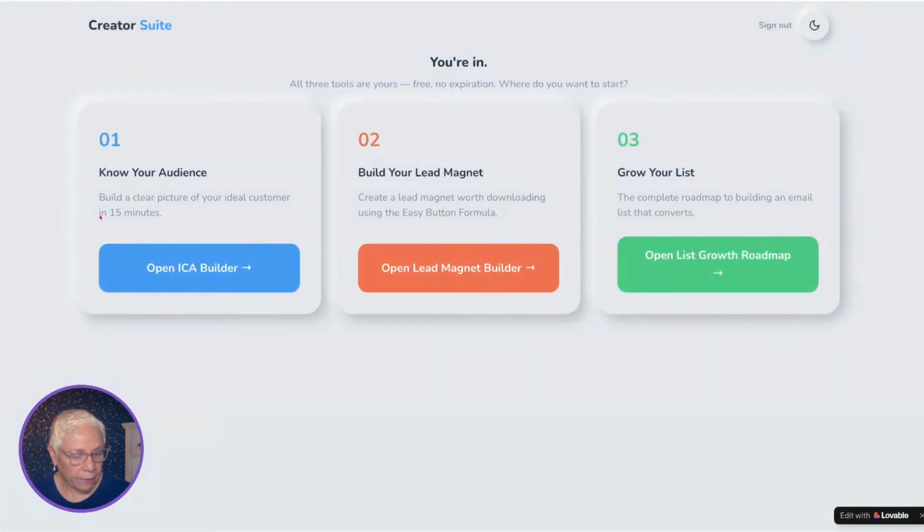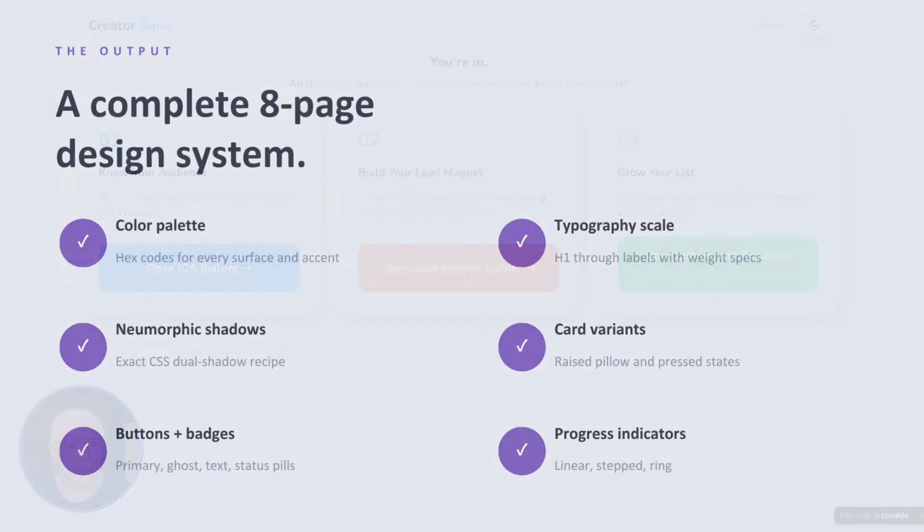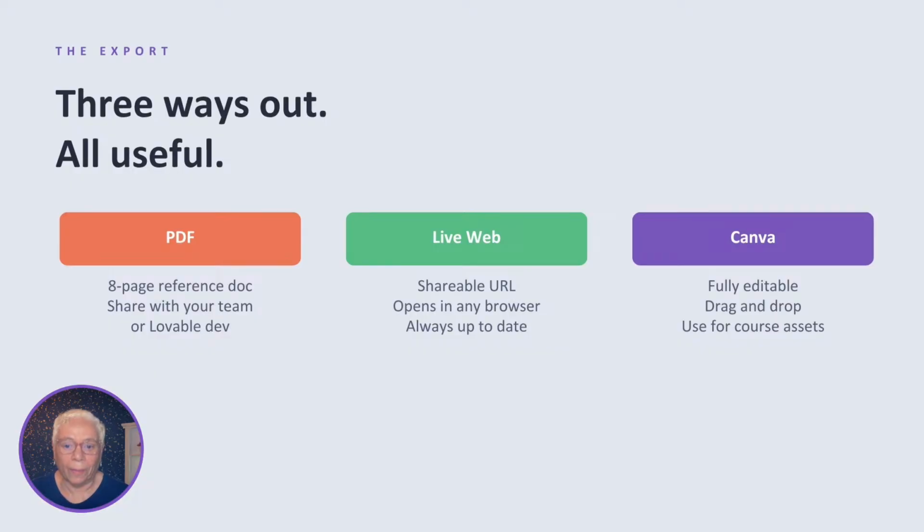So then next we got that. And what it gave me was a complete 8-page design system. You get your color palette, your neomorphic shadows, buttons and badges, typography, card variants, progress indicators. It gave me everything. And I was like, Shazam.